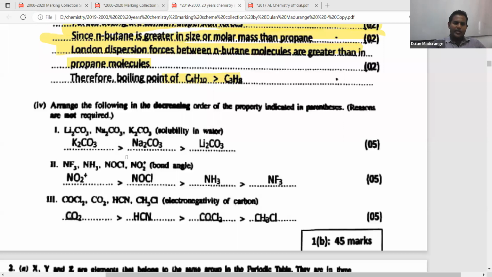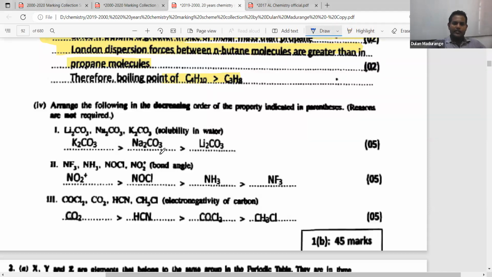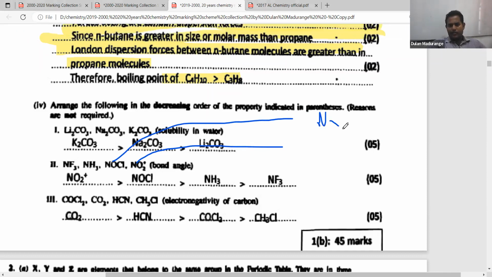Okay. What about bond angle? You can draw the structures of NH3, NF3, NOCl, and NO2 plus. I think in NO2 plus the bond angle is 180, right? It's linear. Then NOCl, okay. The central atom is nitrogen, right? In NOCl the central atom is nitrogen. So we have oxygen and chlorine.